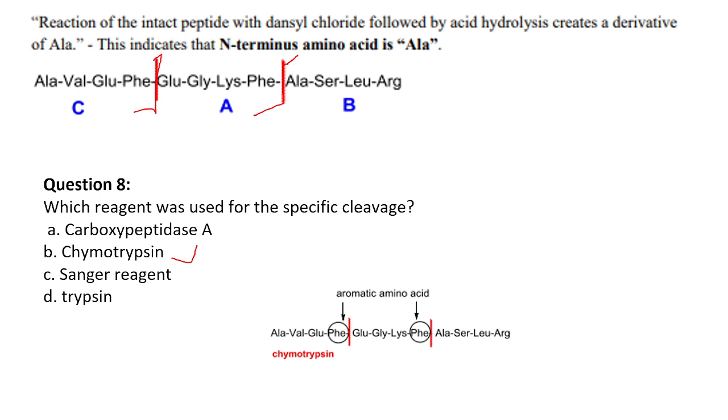Which reagent is used for this specific cleavage? Here it is asking which enzyme was used for specific cleavage. So, chymotrypsin. Hydrophobic residues like phenylalanine and phenylalanine, both these two get cut, right?